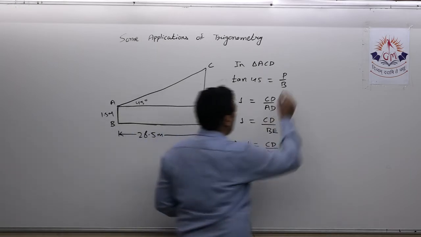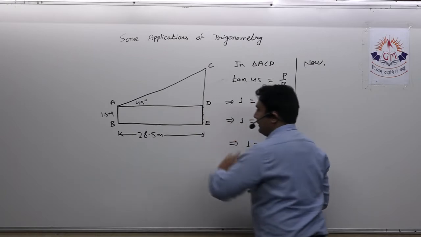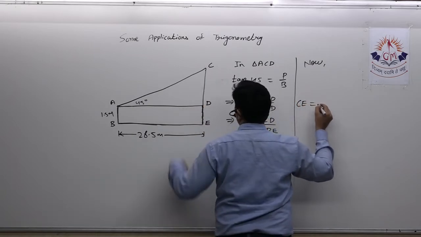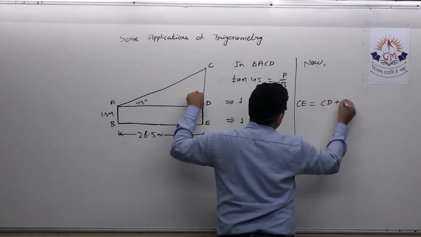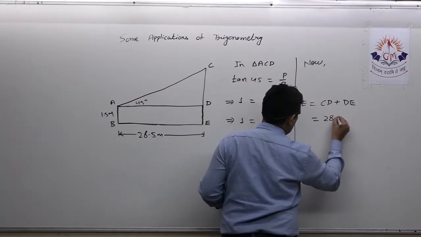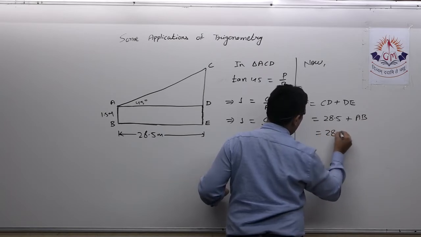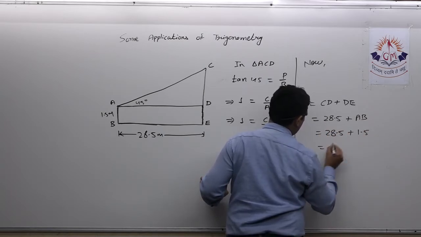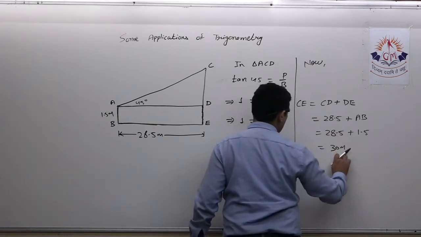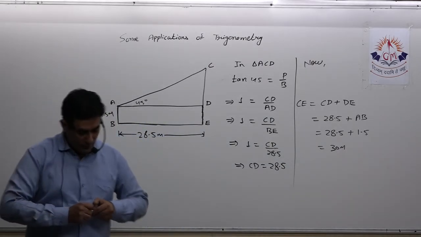Now the height of the chimney. We already described that CE is the chimney. So CE is equal to CD plus DE. CD is 28.5 and DE is equal to AB. So 28.5 plus 1.5, that is 30 meters. So the height of the chimney is 30 meters. Okay, so I hope you are getting how to solve this type of question.